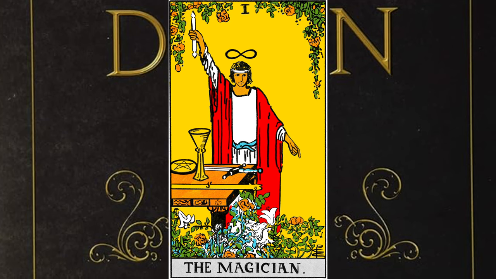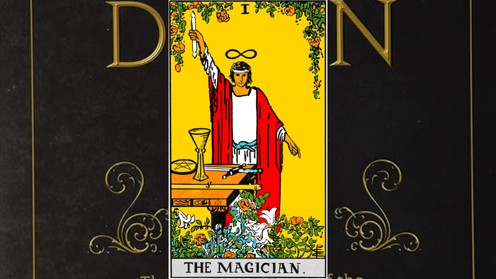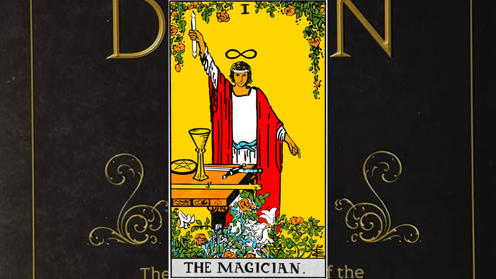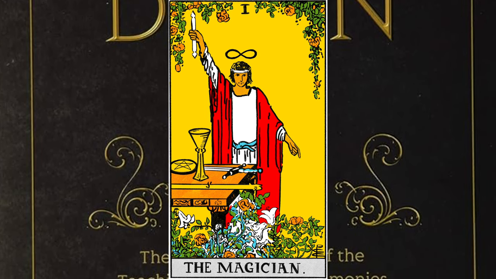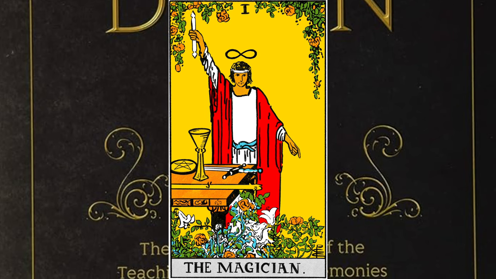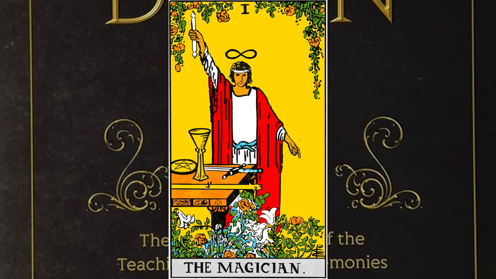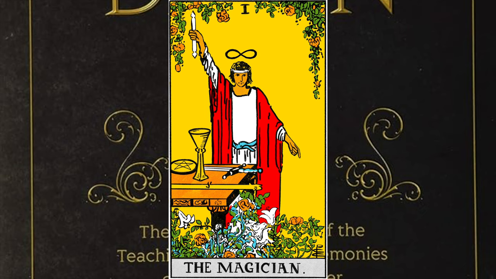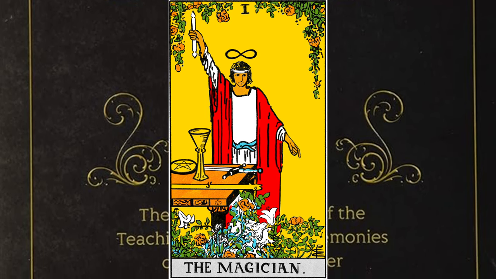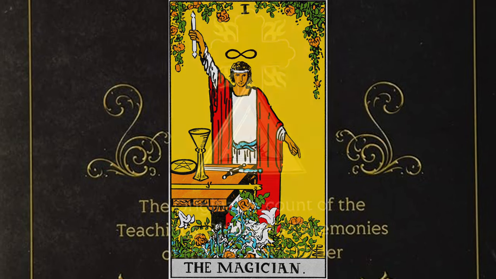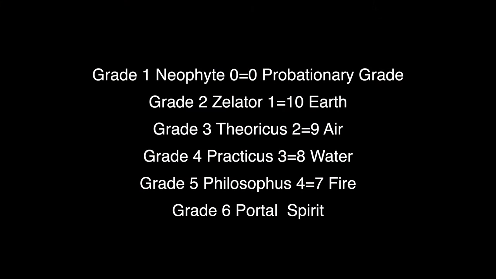The Outer Order was for beginners, consisting of an introductory grade and four elemental grades. The elemental grades corresponded to earth, air, water, and fire. The grades also corresponded to the four worlds, or levels of existence of Kabbalah. Additionally, there was a sixth, or portal grade, which led to adeptship. The grades were as follows.